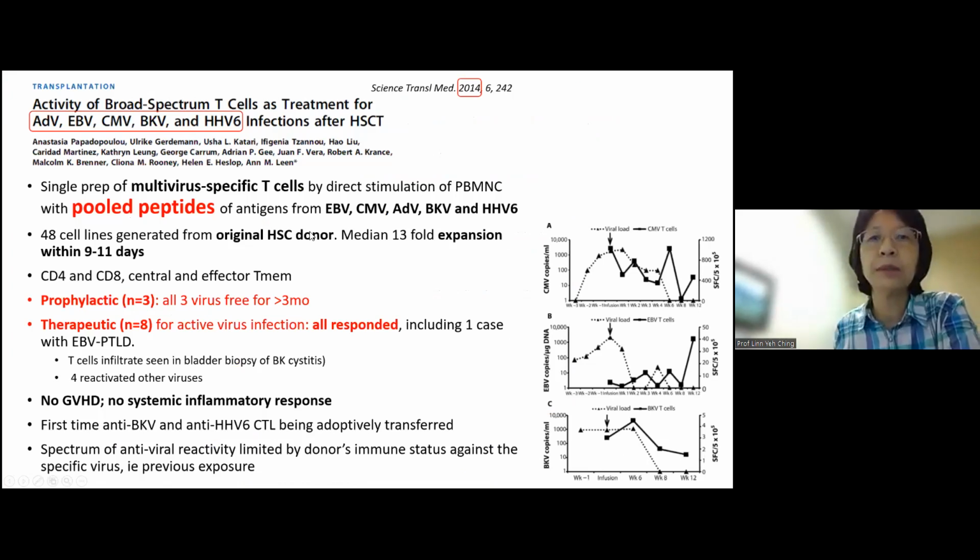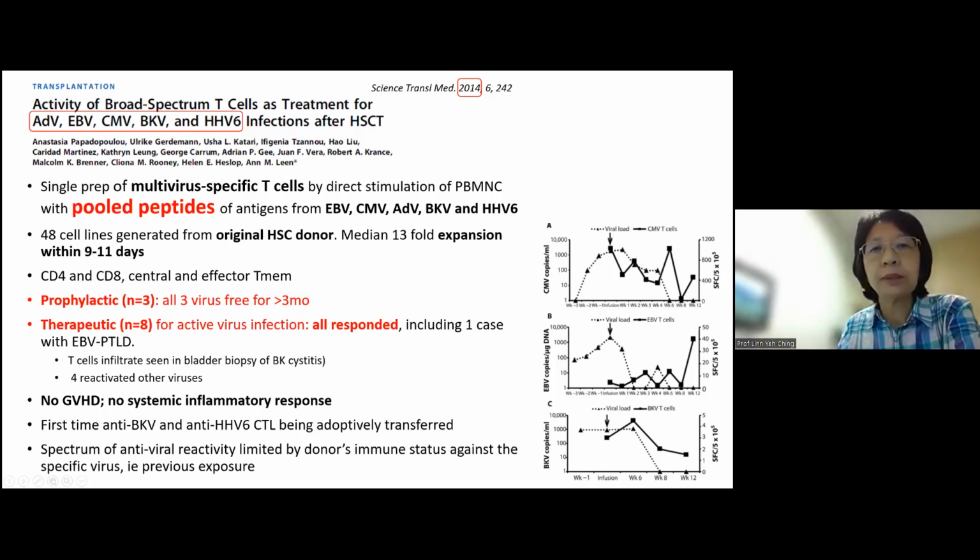Now back to our multivirus specific T cells after I have introduced those methods. So this study uses multivirus specific T cells generated by stimulation with pooled peptides, as elaborated earlier, of antigens from these 5 viruses, and the effectors are from the original stem cell donor. This small study shows efficacy as all the patients with active viral infection responded.